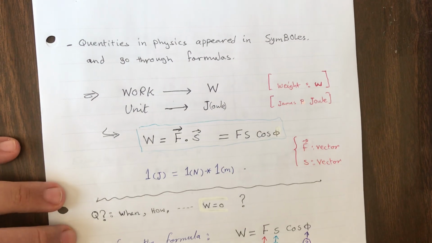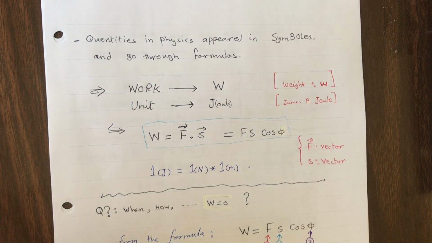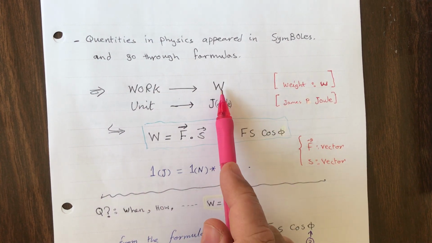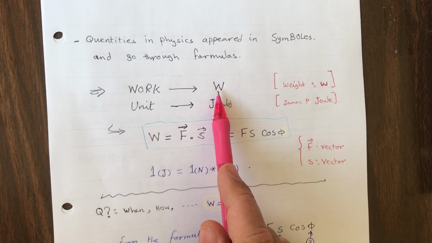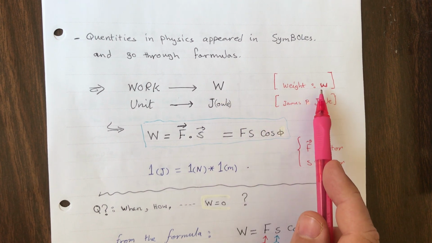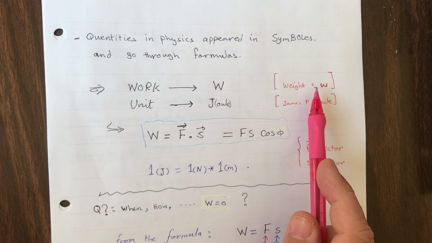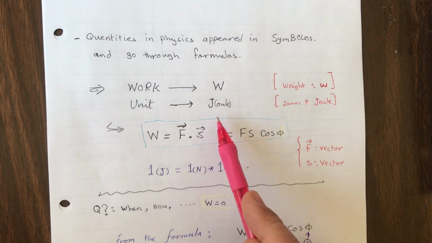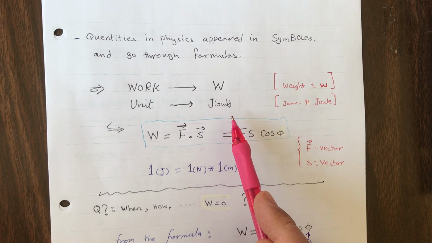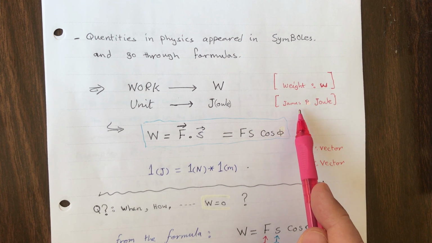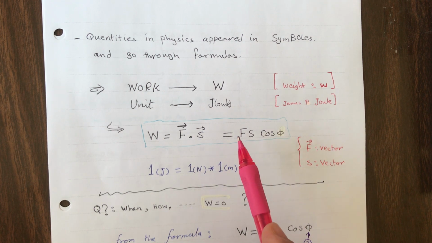In general, in physics, every quantity should be represented by a symbol. For the work, the symbol is uppercase W. The weight is lowercase w. You don't need to be confused about this. The unit of the work is joule, after the British scientist James Prescott Joule.